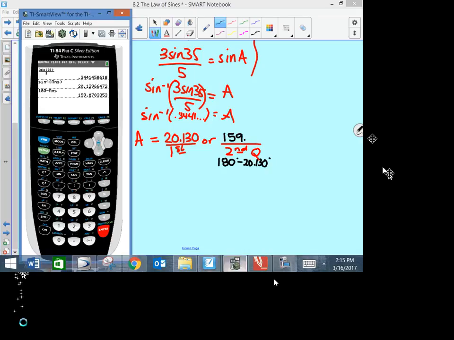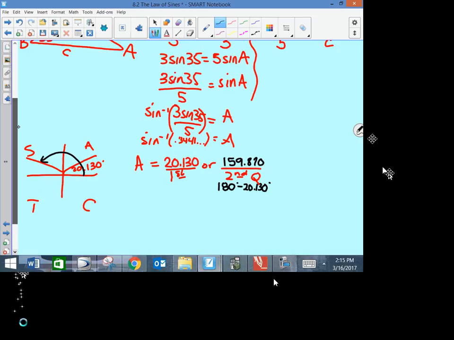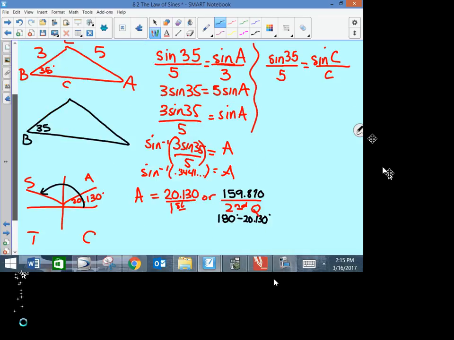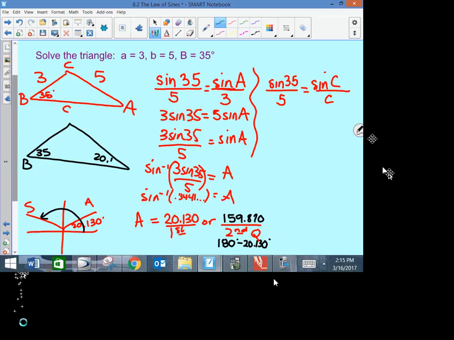159.70. All right. Can't be 159. Well, let's see. So right now it looks like we have a 35-degree angle at B, 20-degree angle at A-ish, and that would make this one what?